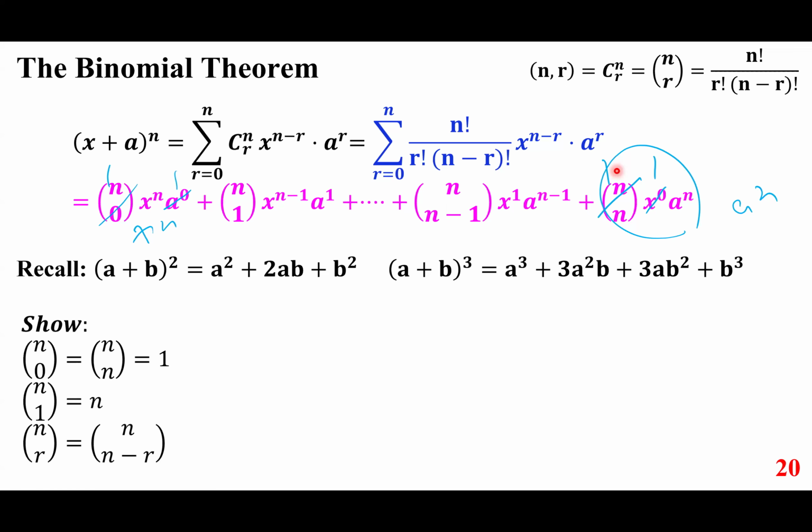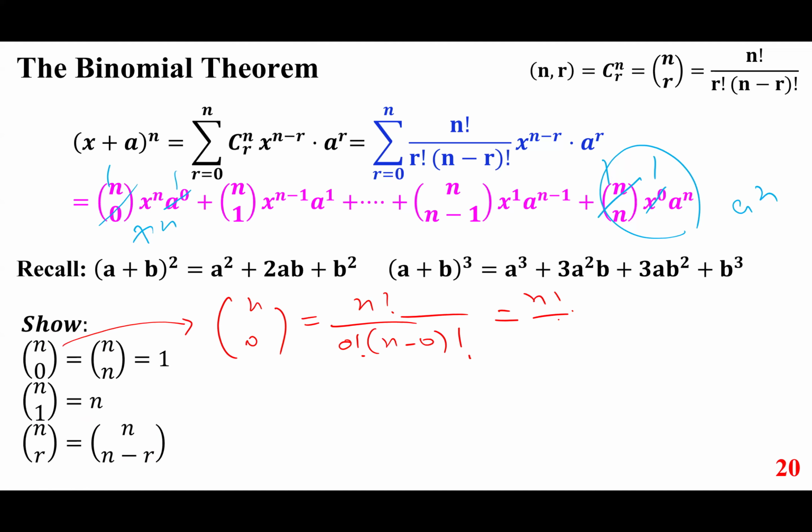So, as I mentioned, nC0 and nCn are 1. nC1 is n, and nCr is n choose r. I want to quickly look at a couple of them. For example, if I look at the first one, I suggest you do that. nC0 is what? n factorial over 0 factorial times n minus 0 factorial. I hope you see that the numerator is n factorial, so is the bottom, and the answer is 1. So I leave this one for you to show.